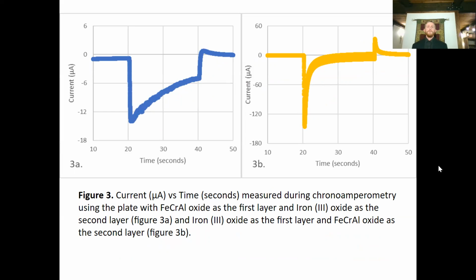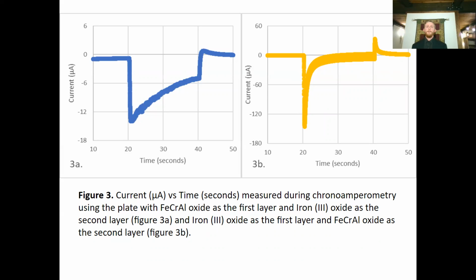The differential short circuit current as a function of time found using chronoamperometry using the same plates provided further support for the observation of photocurrent. This data is represented in figure 3. The plates were in dark conditions from 10 to 20 seconds, in illuminated conditions from 21 to 40 seconds, and in dark conditions again from 41 to 50 seconds.